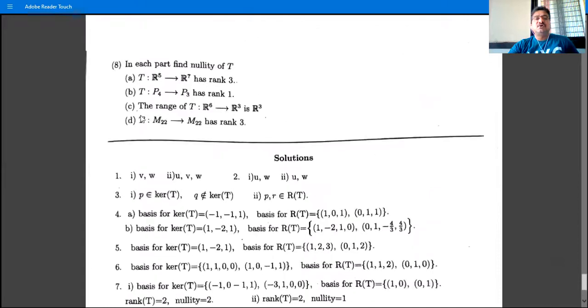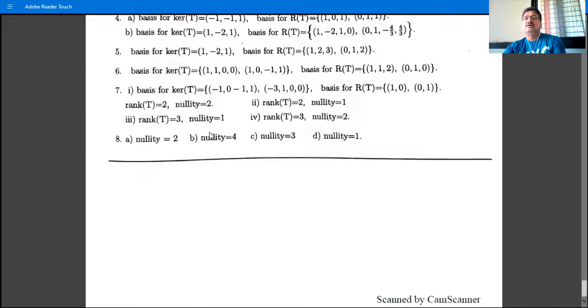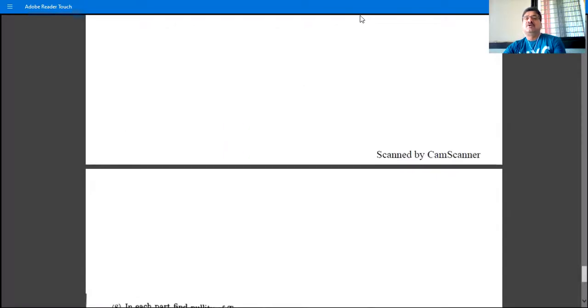Okay, so solve all these problems. These problems are also useful for MCQ type questions. We will see the remaining examples of rank of T and nullity of T in the next lecture.